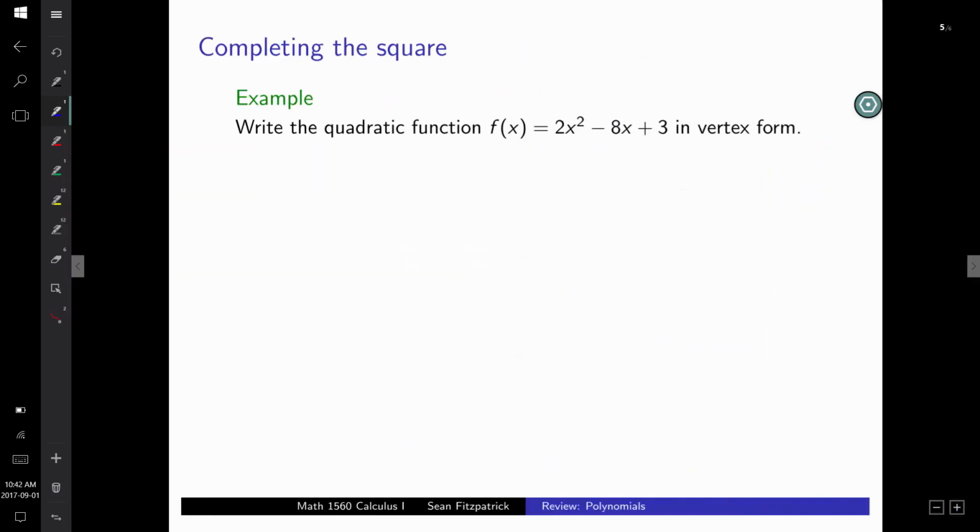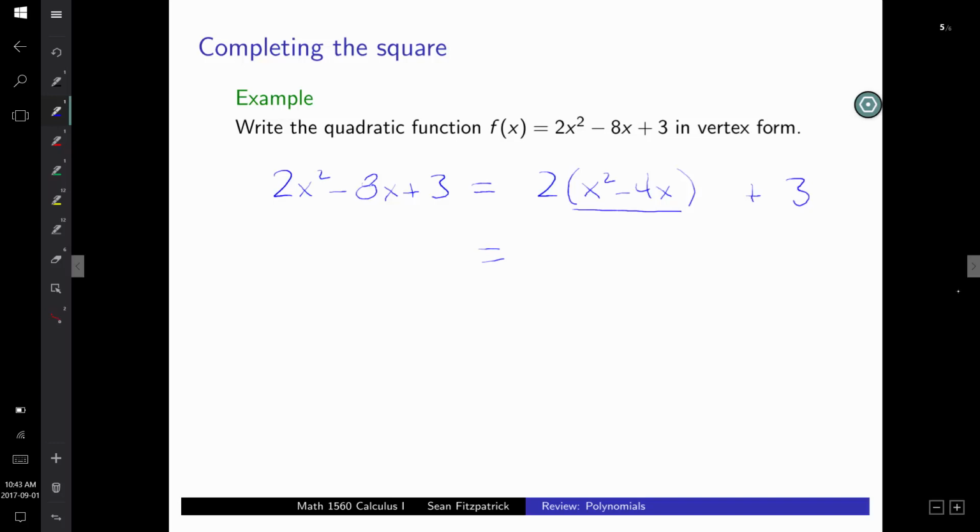That's completing the square. So somebody hands me a function like this. Can I get from the standard form to the vertex form? Do you guys remember how to do this? So 2x squared minus 8x plus 3. Well, the first thing you do is you factor out, if there's anything in front of the x squared, bring it out. 2 times x squared minus 4x. Don't worry about the 3 though, just take it out from the x terms. Plus 3.